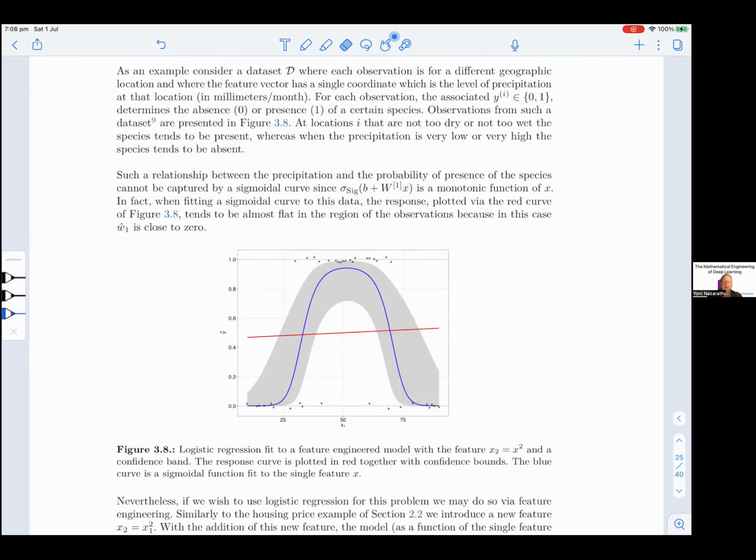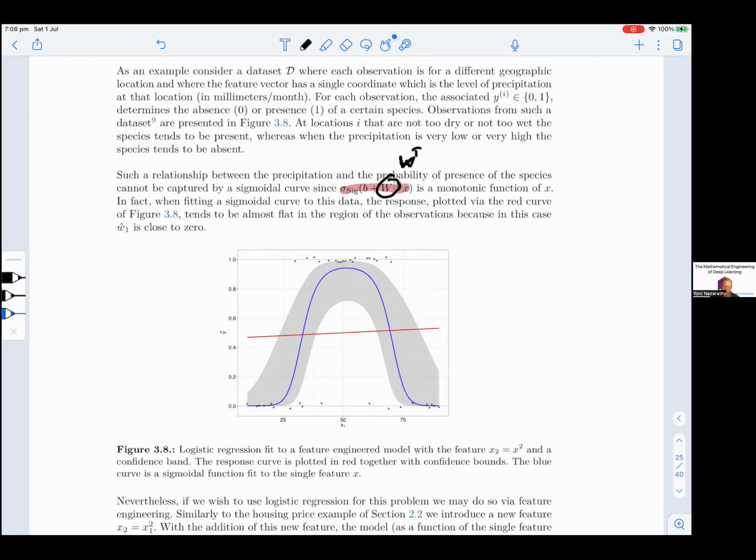Such a relationship between the precipitation and the probability of presence of species cannot be captured by a sigmoidal curve, since this function is a monotonic function of x. So this is a sigmoidal curve. Notice here that we have W1 instead of W transposed. We'll see why we do that. Is a monotonic function of x.